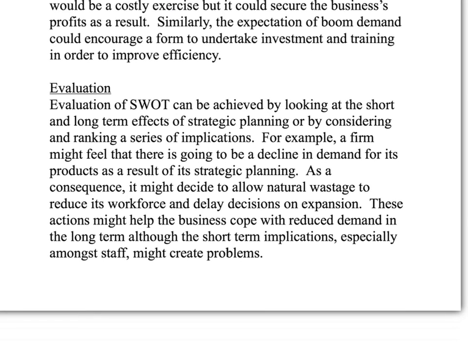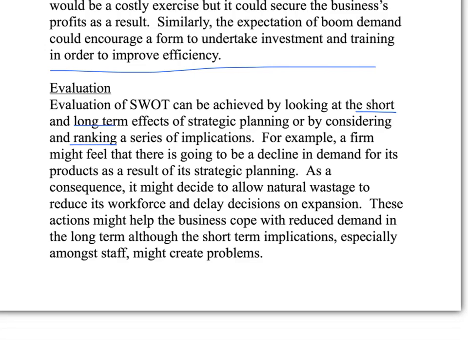And then an evaluation. This can be achieved by looking at the short and long term effects of strategic planning. There's that thing again, always short and long term. Or by considering and ranking, same again, a series of implications. So for example, a firm might feel that there is going to be a decline in demand for its products as a result of its new strategic plan. As a consequence, it might decide to allow natural wastage, so people leaving, to reduce its workforce and delay decisions to expand. These actions might help the business cope with reduced demand in the long term, although in the short term, implications, especially among staff, might create problems.